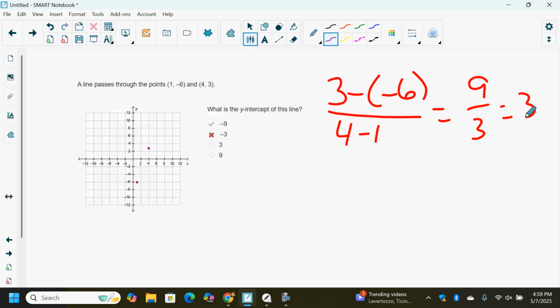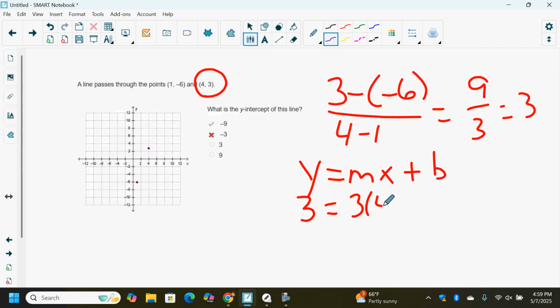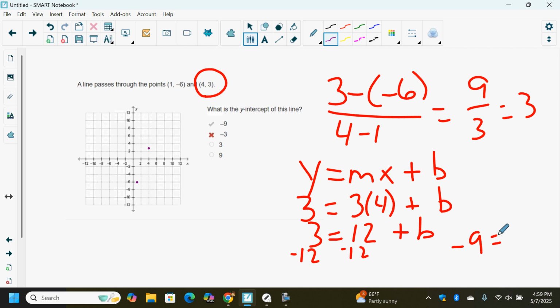So then I'm going to substitute one of the points into y equals mx plus b. I'm going to choose this one, and then I'm going to use that to find the b. So I know that y is 3. The slope is 3 times 4 plus b. So I get 3 equals 12 plus b. Subtract 12 from both sides. So I get -9 equals b. So that's why the correct answer was -9.